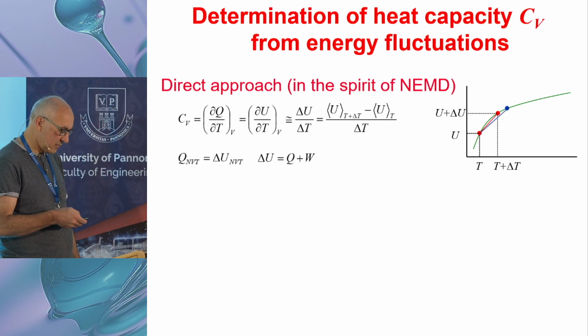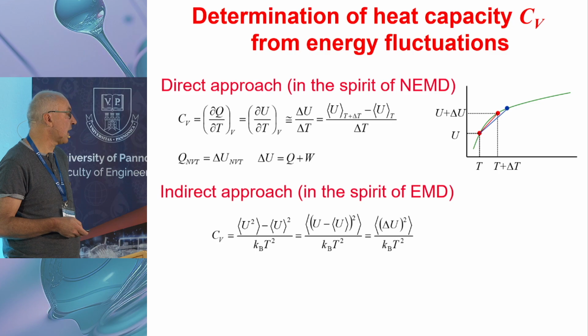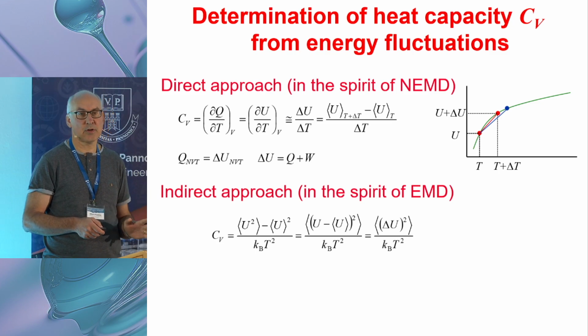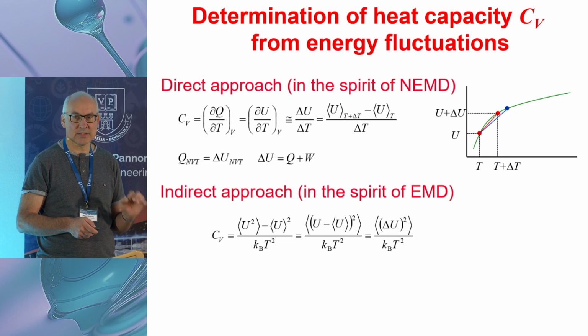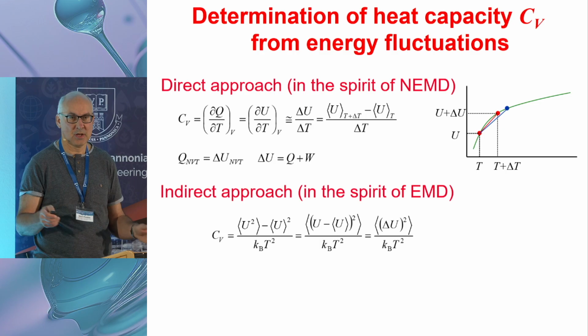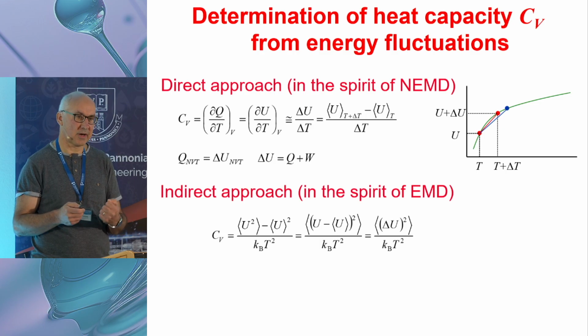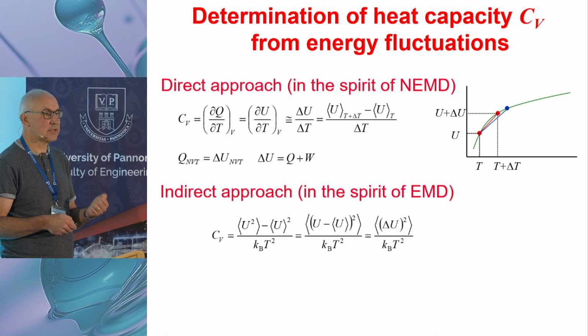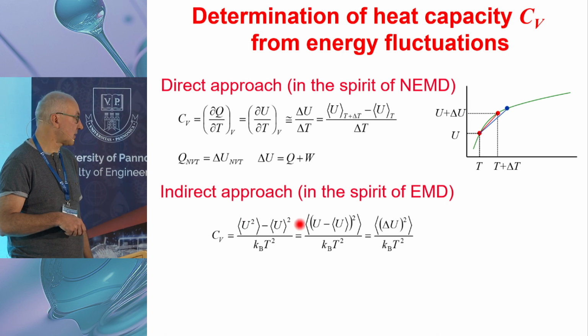Or you can do it in the spirit of the equilibrium MD, and that would mean you just run one simulation at temperature T. Absolutely standard simulation, like if you were just averaging the energy. But you need extra theory, and you need to derive from statistical mechanics the formula which will tell you how to calculate this heat capacity. And in this case, it's a beautiful formula and it's easy to derive it.